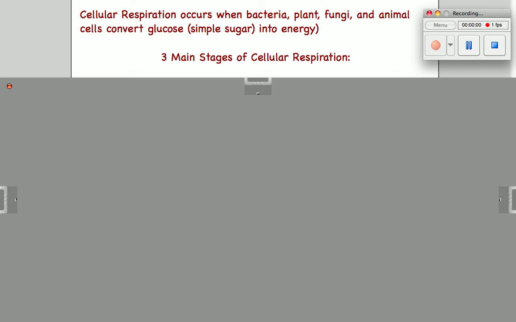Now going back to how our cells make energy. This occurs in certain types of bacteria, even certain types of plants that are not green. It occurs in fungi, it occurs in our cells, and again, just to review, cellular respiration is when our bodies and other cells of animals convert glucose, which is a simple sugar, into energy. And again, oxygen is needed too. There are 3 stages to cellular respiration.